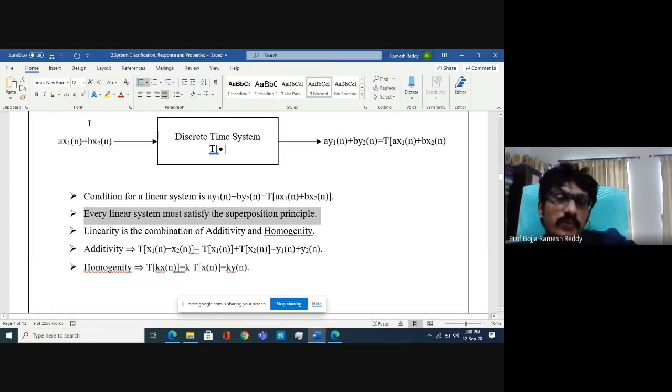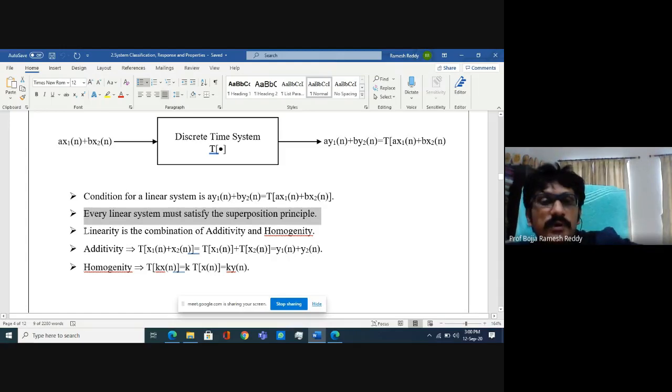Here also we are doing the same thing. We are giving x1 of n as input sometimes, and x2 of n as input at other times. Finally, to get the total output, we take the linear combination a into y1 of n plus b into y2 of n. That's why every linear system must satisfy the superposition principle.